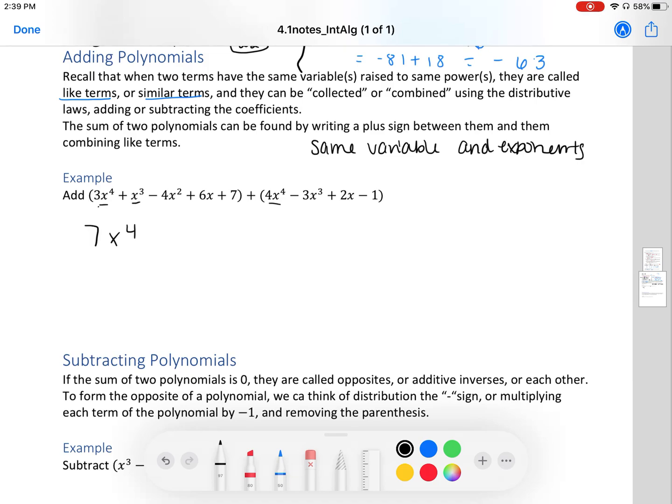All right, now we have those x to the third powers. I have positive 1 minus 3, negative 2x cubed. Those squares, we only have one of them, so that one's just by itself. Doesn't change. My x's, we have 6x plus 2x, we get 8x. And then we have 7 minus 1 plus 6. That is our answer.